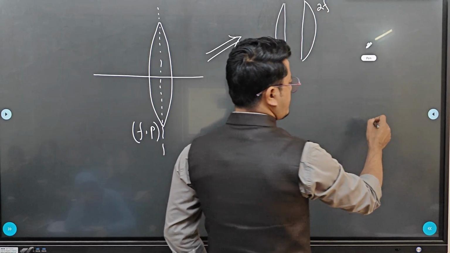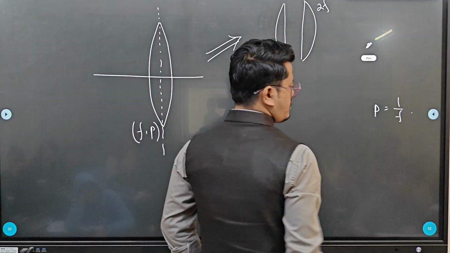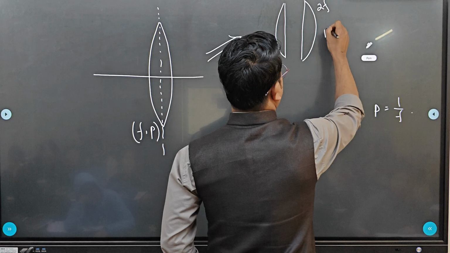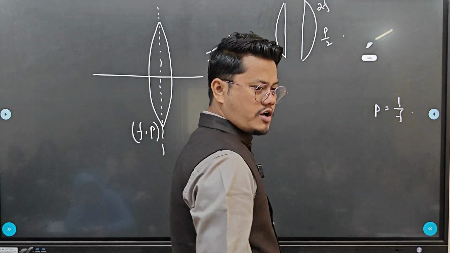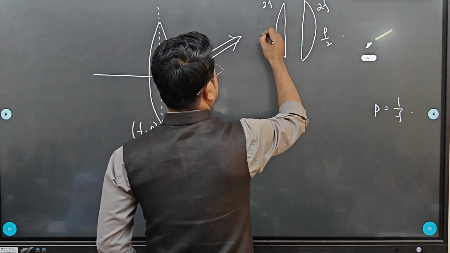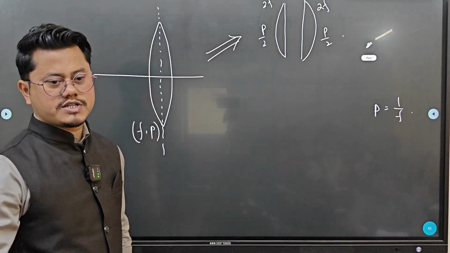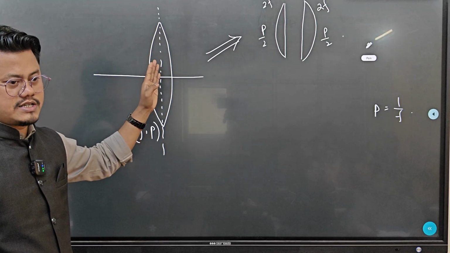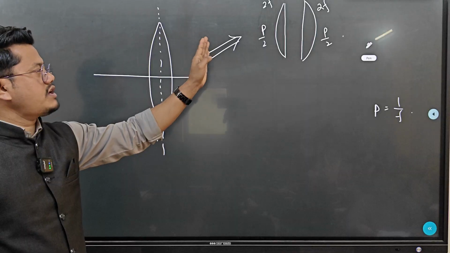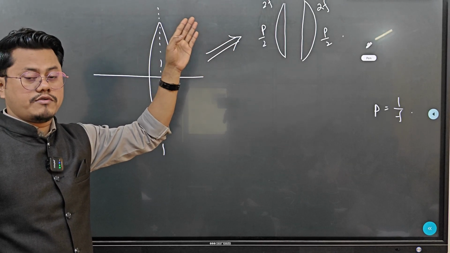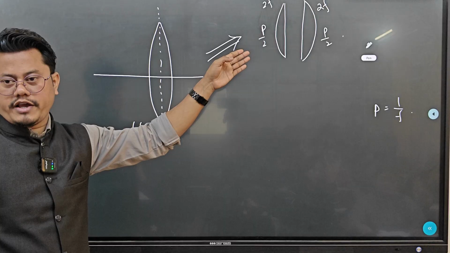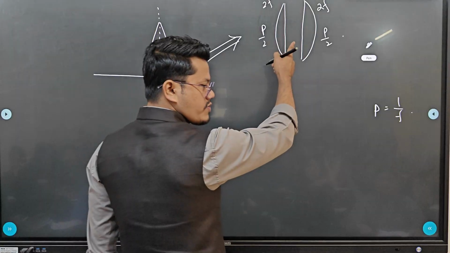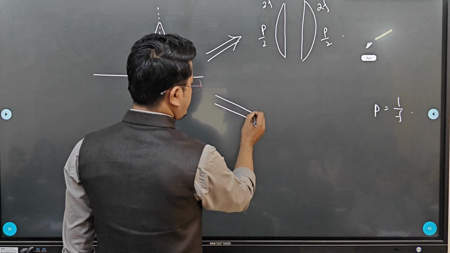And power, since we know very well, power is the reciprocal of the focal length, right? If focal length increases by 2 times, then the power decreases by 2 times. For this lens also, the focal length will be twice f and the power will be p by 2. So if I cut a convex lens vertically, the focal length of each half part will increase by 2 times and the power will be p by 2. This is one case, and this is another case.